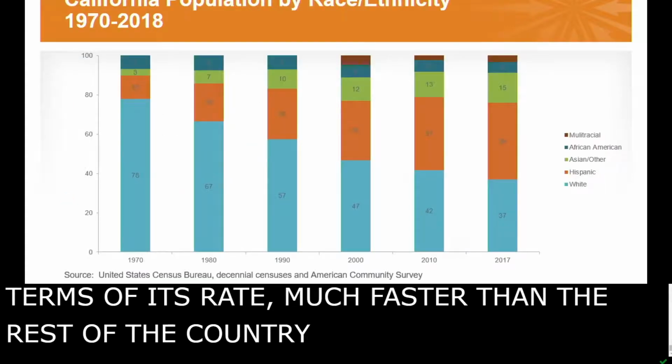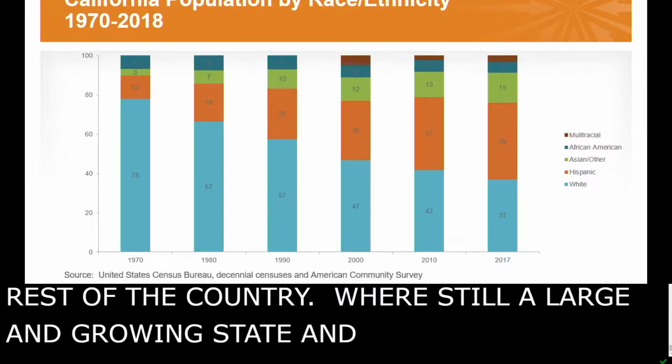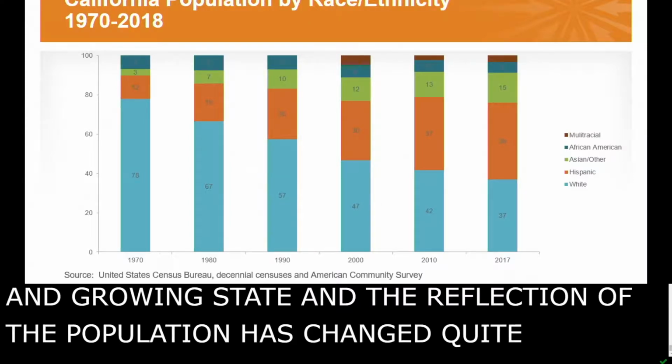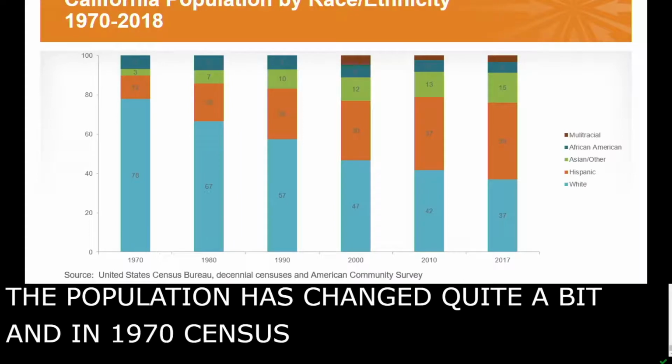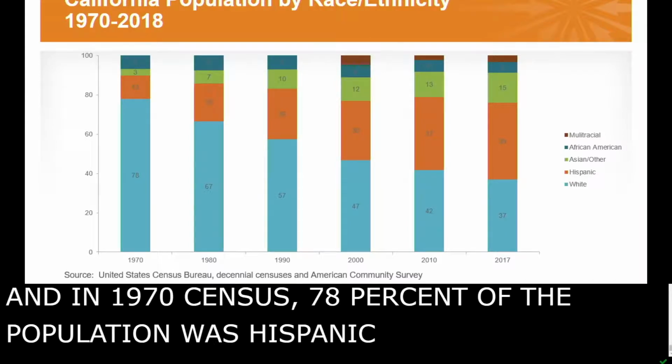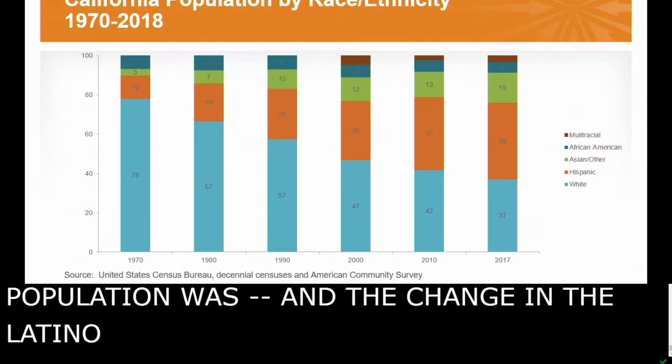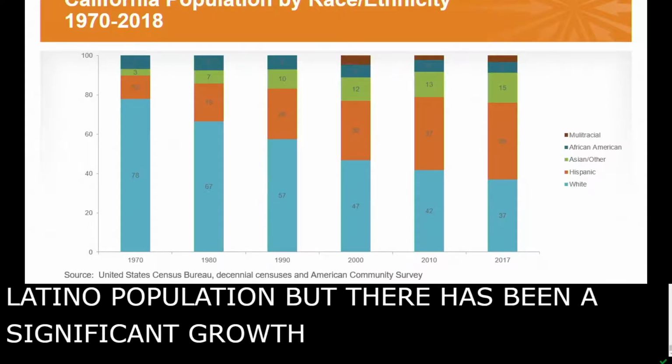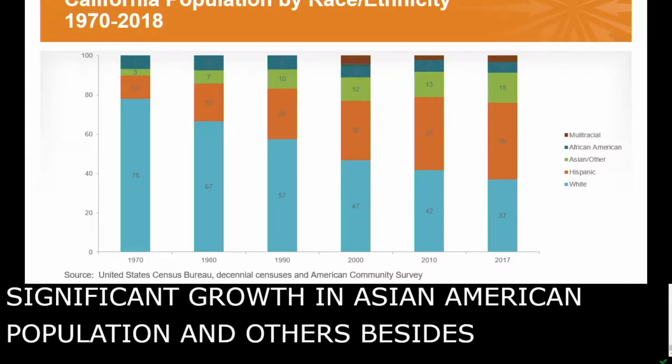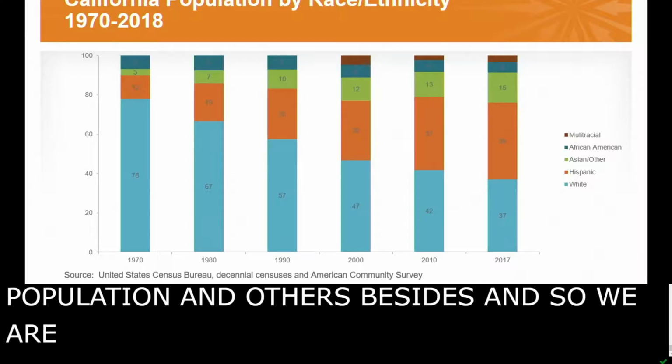Over the last few decades, the complexion of our population has also changed quite a bit. In the 1970 census, fully 78% of the population was non-Hispanic white. Today, it's 37%. So there's been a tremendous change there. Most of that change is a growth in the Latino population, but there also has been significant growth in the Asian American population and some others besides. So we are a majority-minority state, as they say.